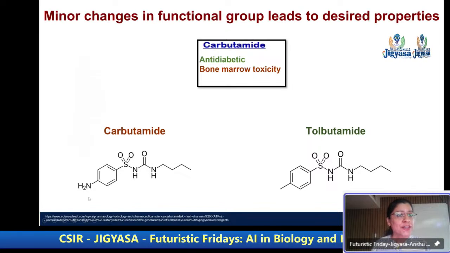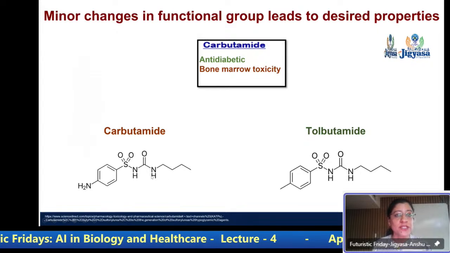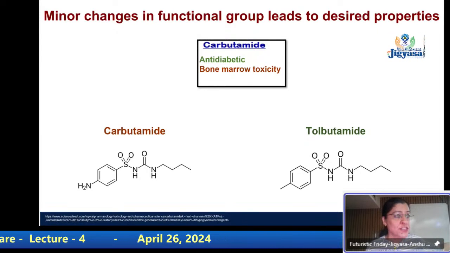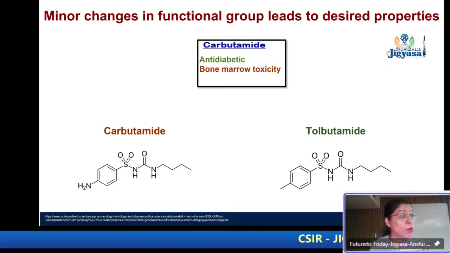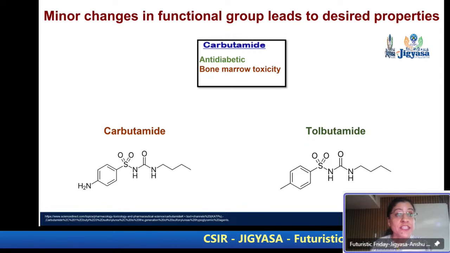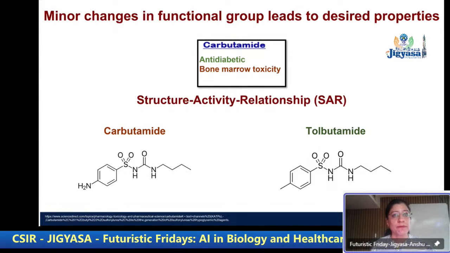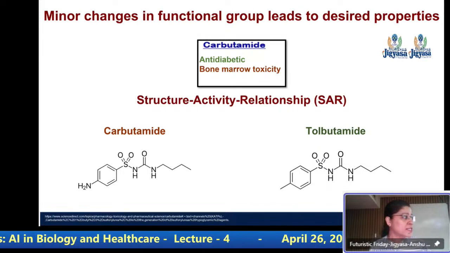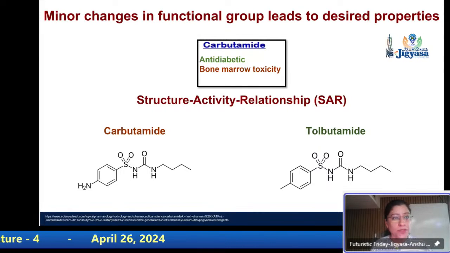Exactly. Now imagine just a small functional group is the only difference between these two structures, converting a drug from unsafe, toxic to a safe drug. So you can imagine how a small chemical change actually changes the property of drug molecules. And this concept is called structure-activity relationship. So the structure of a compound actually changes its activity. And this is what one can learn from.